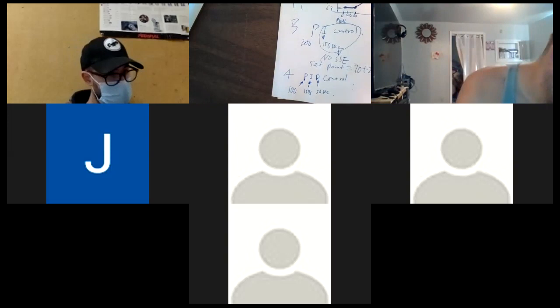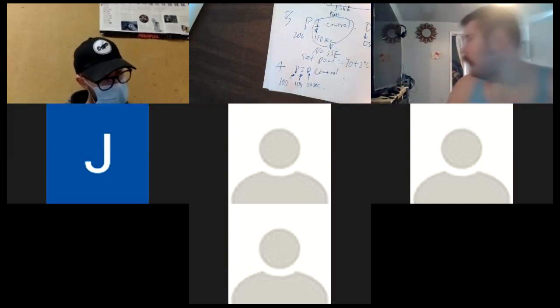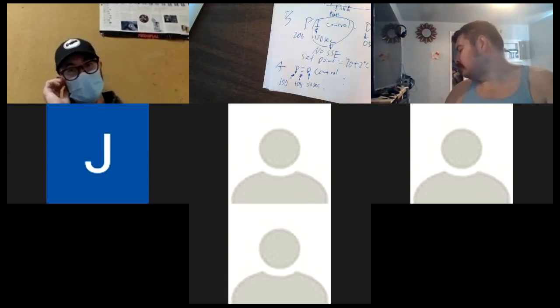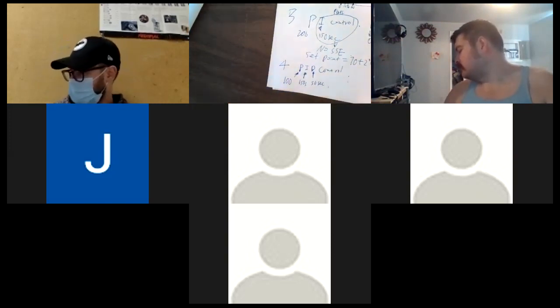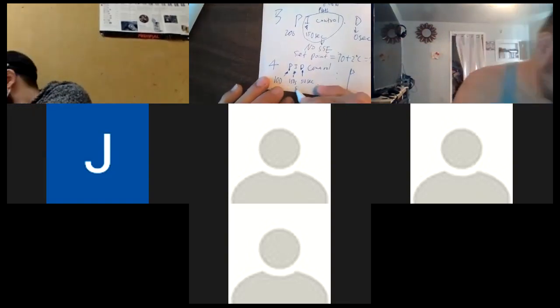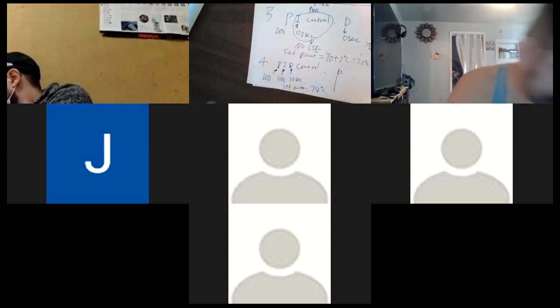So now, in the third experiment, we are trying to get performance. We halve the band, which means we double the gain. So the proportional gain will be doubled. And now your set point will be 74 degrees, another 2 degrees above.